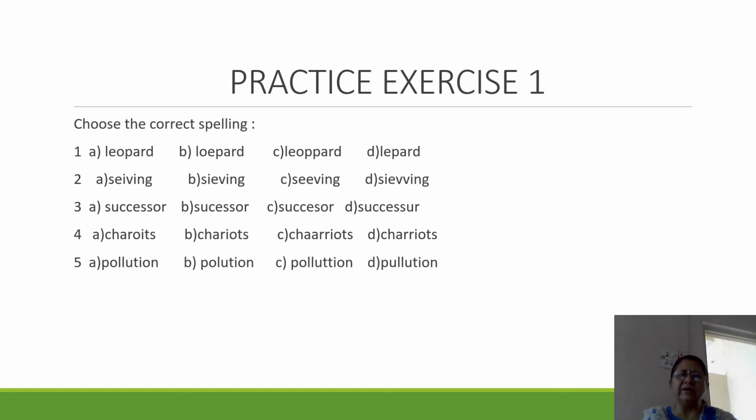The first one, A, leopard, B, loepard, C, leopard, and D, lepard. Now I've read the four spellings. You can also see them. Which one is the correct one? Yes, the first one, leopard.